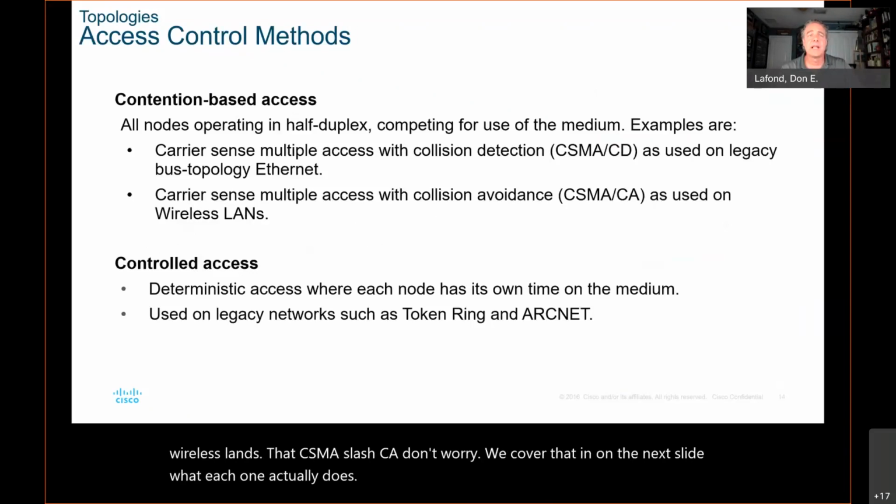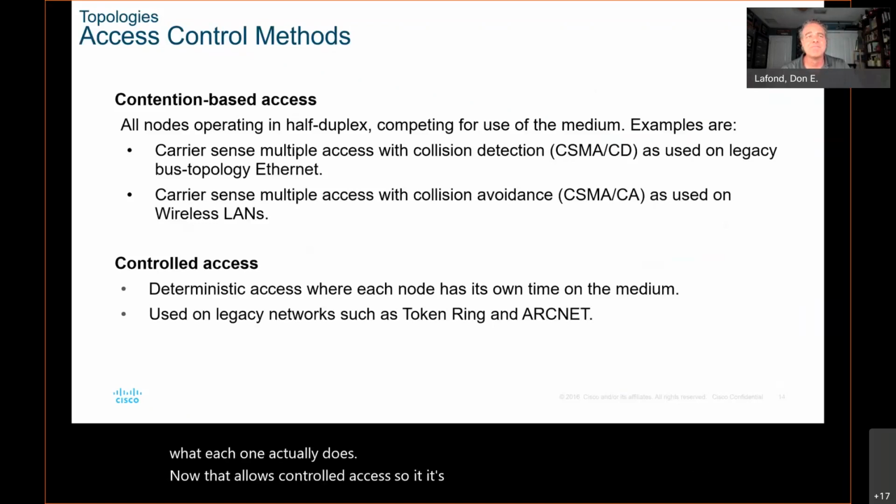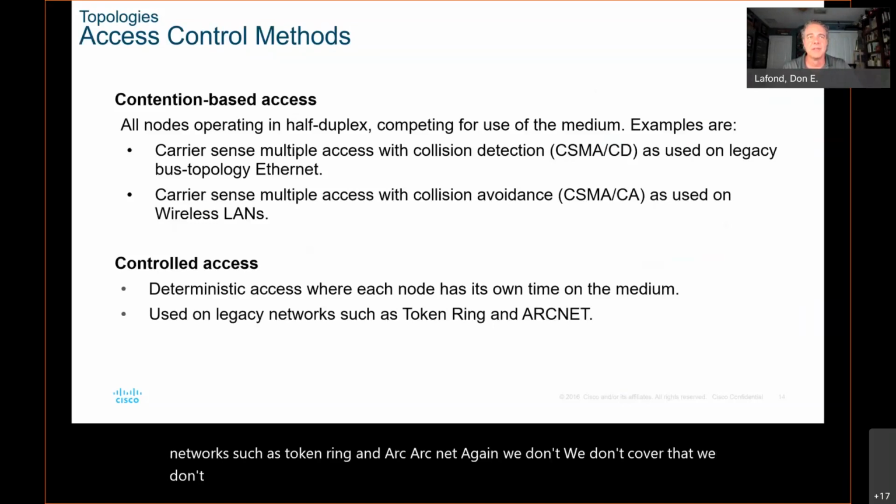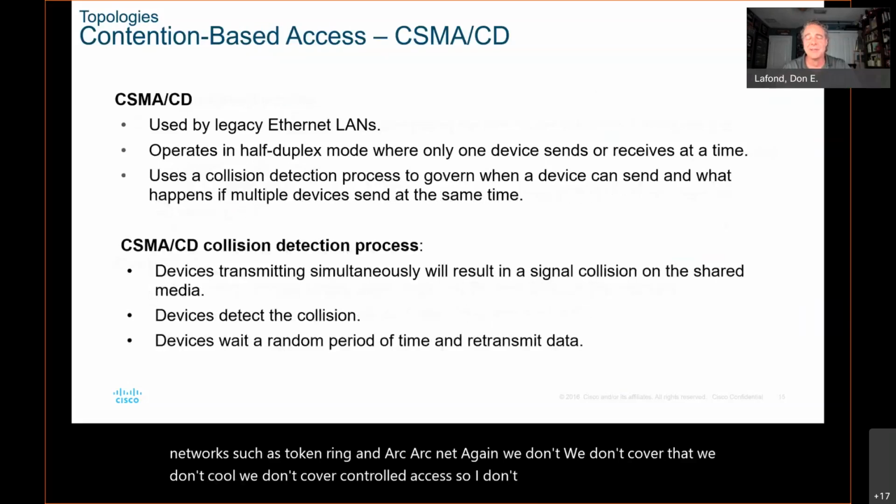Now, that allows controlled access. So it's a deterministic access where each node has its own time on the medium. It's used on legacy networks such as Token Ring and ArcNet. Again, we don't cover that. We don't cover controlled access. So I don't have to say that long word again.